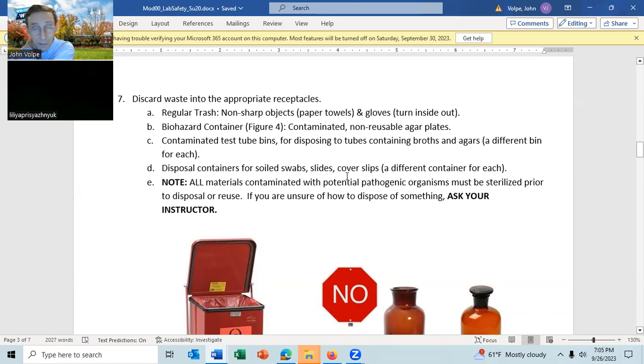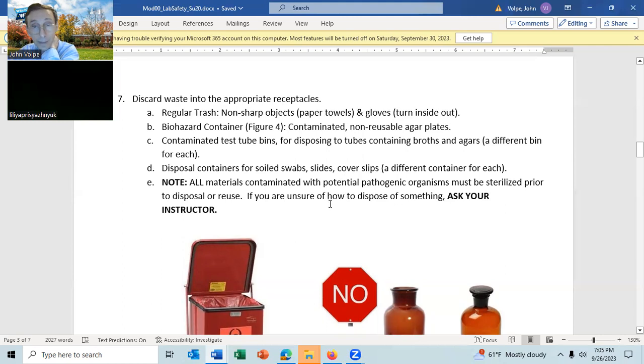We do not reuse cover slips. Like the slides, they're put in the disinfectant, and they will be then washed and then dried and then reused. The cover slips we do not reuse, and just put those in the cover slip container. You can disinfect it before putting it in the disinfectant container. Sometimes the cover slip container will have disinfectant in it already, but they will not be reused.